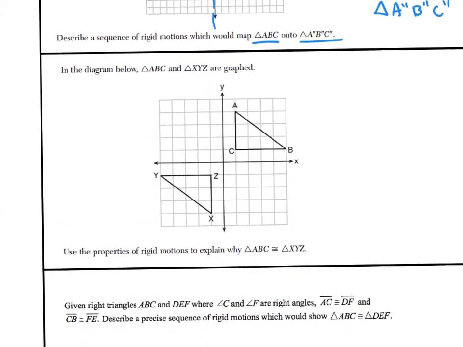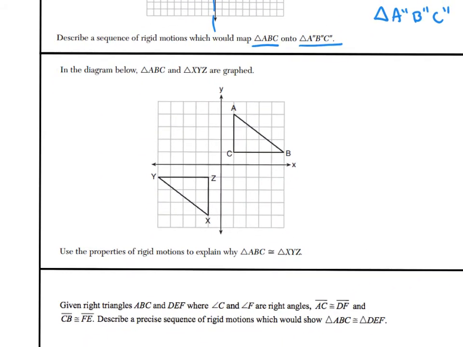Moving on to 2. This one says, in the diagram below, triangle ABC and XYZ are graphed. Use the properties of rigid motions to explain why triangle ABC is congruent to XYZ. All right, we want to explain why they're congruent. So this is just like the problem we did before with some added steps. We have to not just say how they map onto each other, which there's a few ways to do it, but we also have to say why we know they're congruent on top of that. All right?